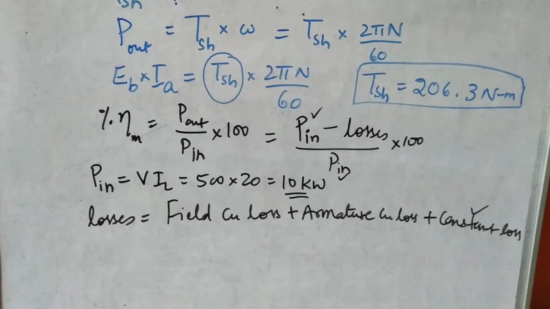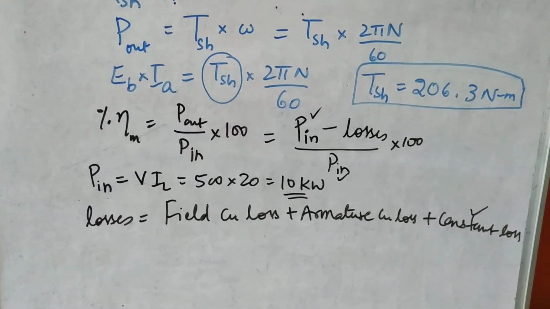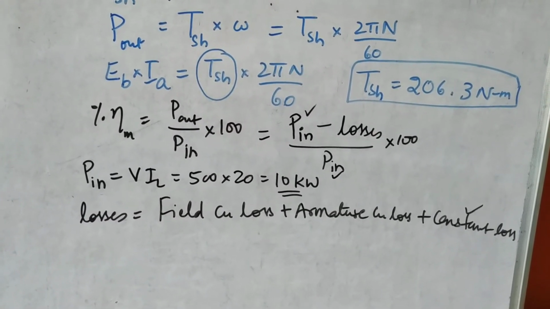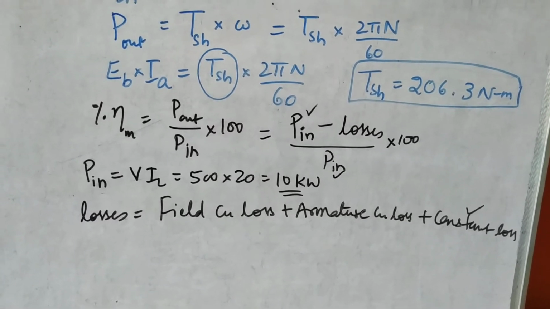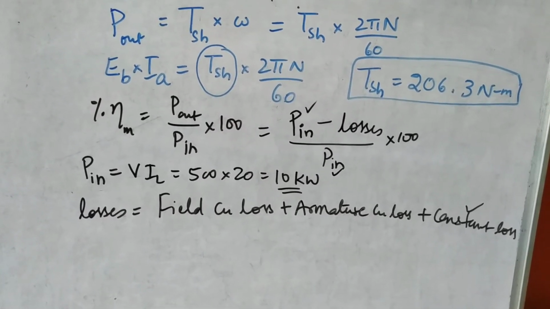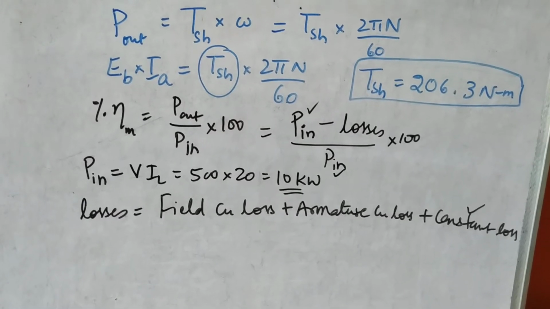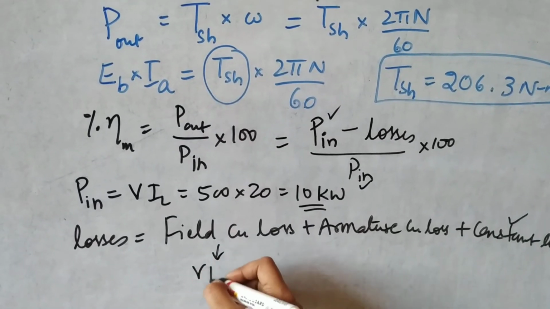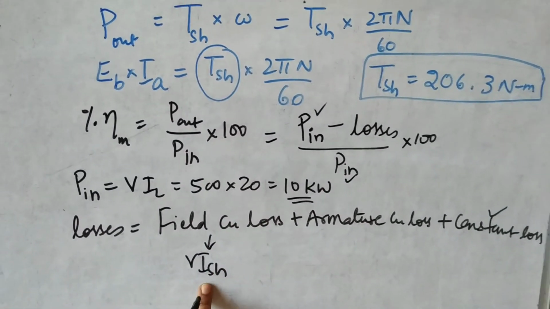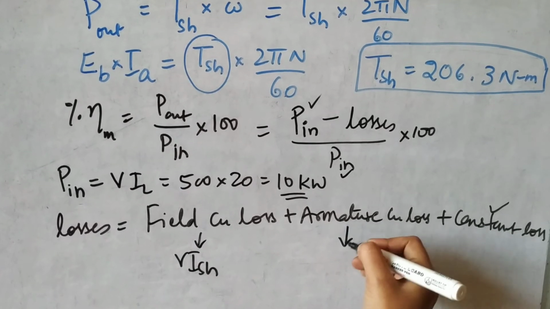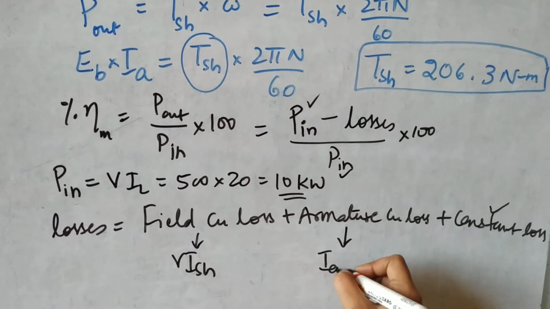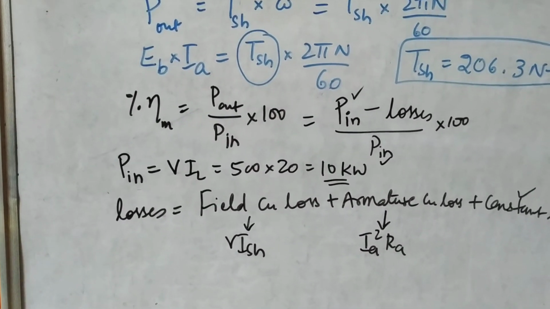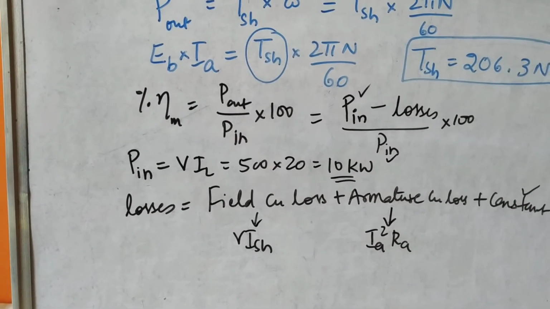Or else we can write it in a different way. That is, the field copper loss as I shunt square into R shunt. Okay, I shunt square into R shunt. Like that also we can use, or V into I_sh. Okay, in a simple way we can write it as V into I_sh or I_sh square into R_sh, and the armature copper loss will be I_a square into R_a. Okay, so individually you find out the field copper loss and armature copper loss, everything.